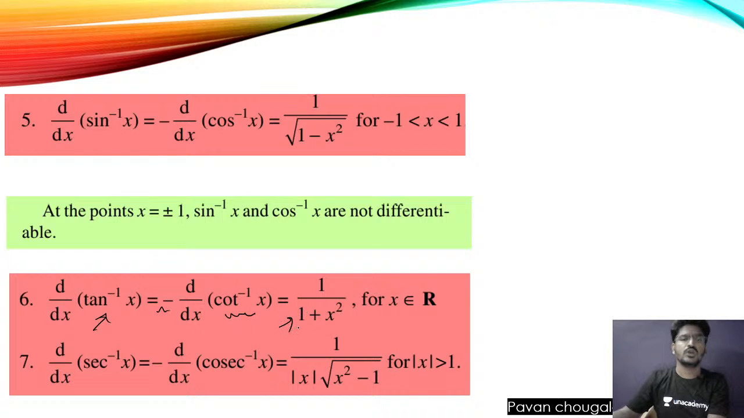In the same way, you go through the tan inverse x and minus cot inverse x. It will be 1 by 1 plus x square. In the same way, you can see the seventh one, sec inverse x and minus cosec inverse x. Clear? For those things, you are going to have these two formulas. You just check them and take notes of it. Okay.